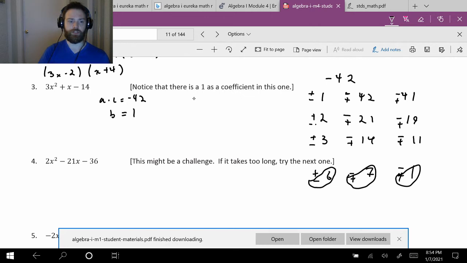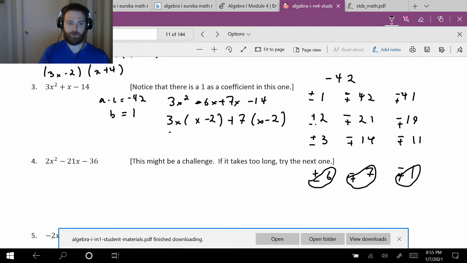So we can split up the coefficients. So here we go: 3x squared minus 6x plus 7x minus 14, and then I can start to factor. So these two have a factor of 3, and then x, I can factor that out. Left with x minus 2, and then these two I can factor out a 7. So 7 times x minus 2. So x minus 2 goes here, and then 3x plus 7 goes there.